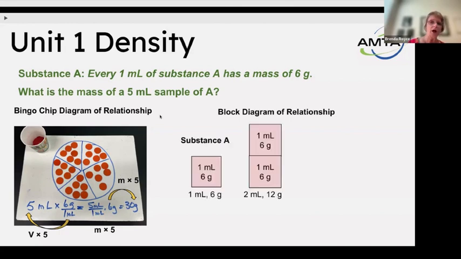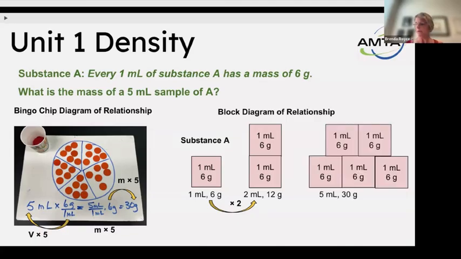Another approach is the block diagram, where one block represents 1 milliliter that has a 6 gram mass. Following the idea that the 2 are proportional and they must change together, when we double the volume, we automatically double the mass to 12. Then again, when the volume is raised to 5 milliliters, we now see that we have to multiply that original relationship by 5.